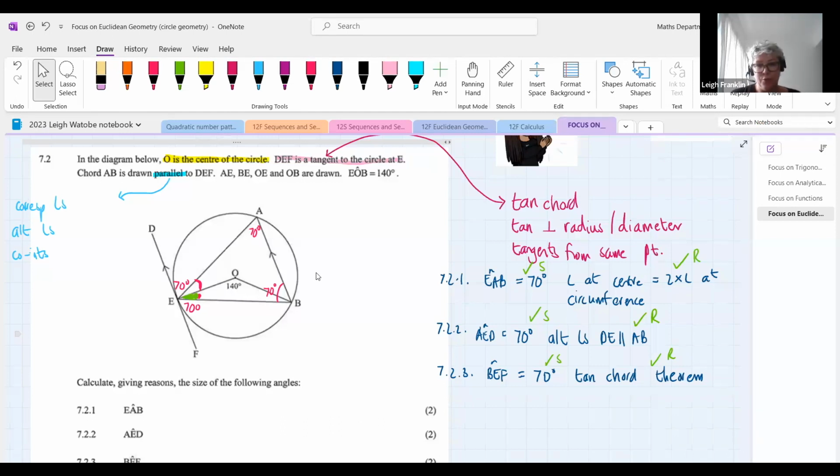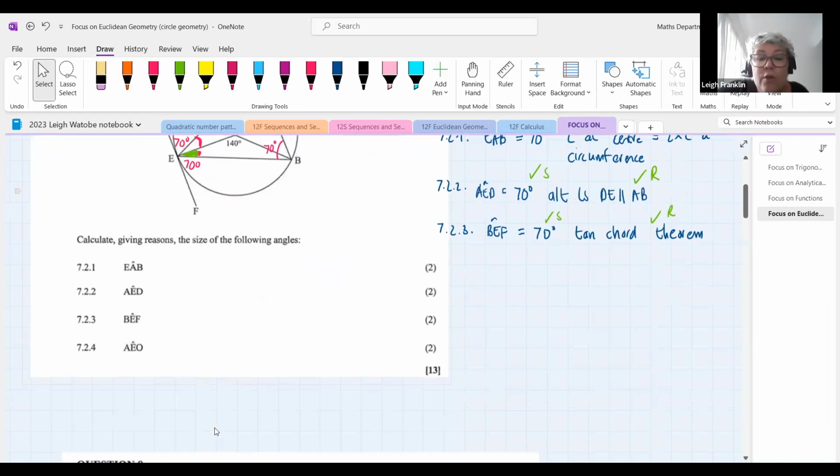So what you'd have to do, Cassandra, just before we move on, the others have just done it a little bit shorter than you. You would have to explain, first of all, OE equals OB, radii. Therefore, angle OEB equals angle OBE, angles opposite equal sides. Therefore, that little green bit is 20 degrees. All right, and then you would have to do angle sum in a triangle. Whereas this is only worth 2 marks.